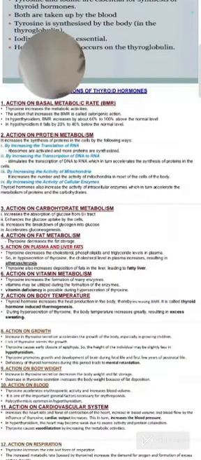Action on protein metabolism. Thyroid hormones help in the synthesis of proteins in the following ways. One is by increasing the translation of RNA, since ribosomes are essential for protein synthesis, by increasing the transcription of DNA to RNA, and by increasing the activity of mitochondria as well as cellular enzymes.